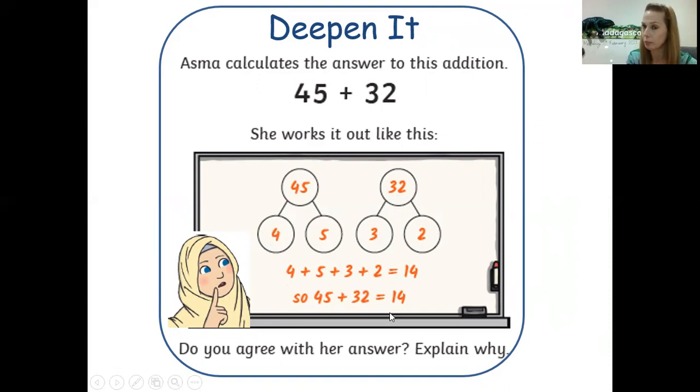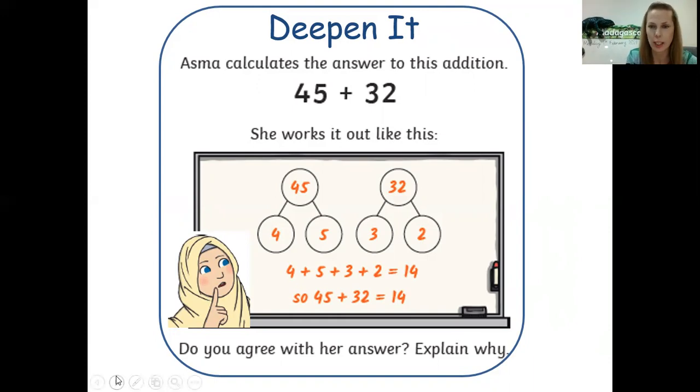Do you agree? Do you think she's done something wrong? Do you think she's done it all right? Does it make sense? Have a little think now, because this is the deepening. This is the one that you need to write a sentence to explain why you think it's right or why you don't think it's right. So you can use one of your sentence stems. So you could say, I agree with Asma because, or I don't agree with Asma because. Okay, so have a little think, see what she's done.